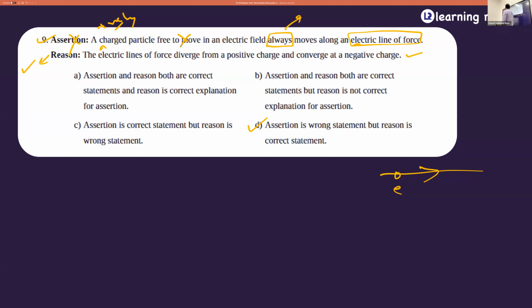The electric lines of force diverge from positive charge, right? And they converge at negative charge. Is that right? That's the answer. So assertion is wrong, but the reason is right. So they obviously have no connection. If I have to ask you, what is the subject in this question? Charged particle is the subject. So that's why they confused us. They didn't mention clearly whether it is a positively charged particle or a negatively charged particle. That clarity is needed. Right? Shall I proceed?